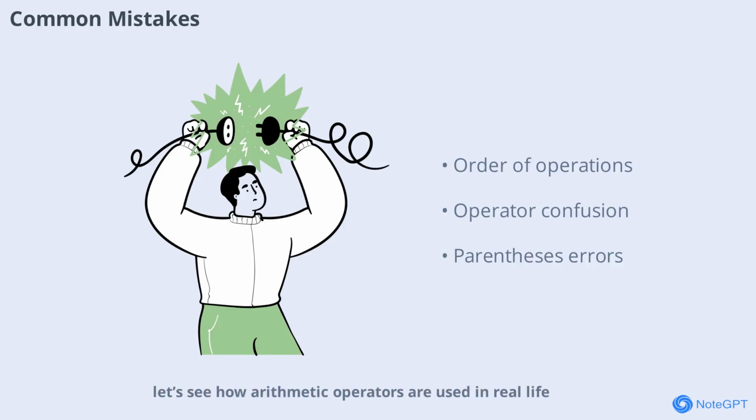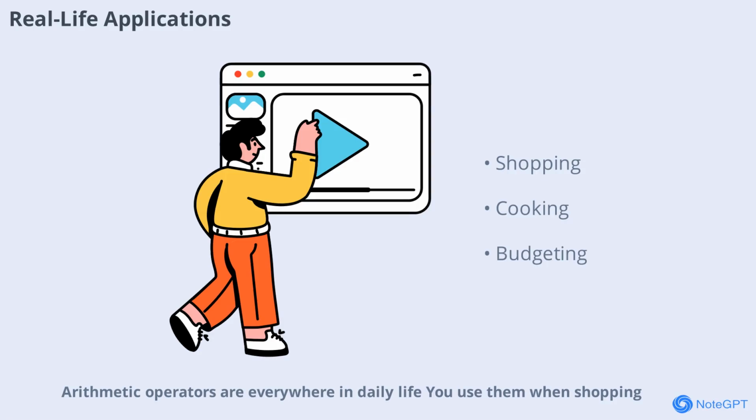Next, let's see how arithmetic operators are used in real life. Arithmetic operators are everywhere in daily life. You use them when shopping, cooking, planning trips, or managing money. For example, adding up prices at the store, dividing a pizza among friends, or multiplying ingredients for a recipe. These operators help you make decisions, solve problems, and stay organized. Understanding them makes everyday tasks easier and more efficient.